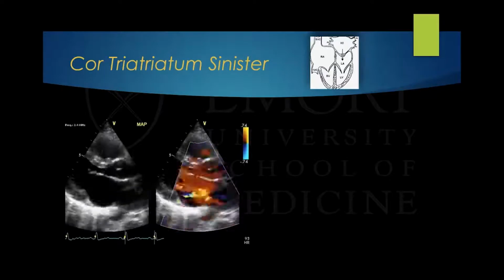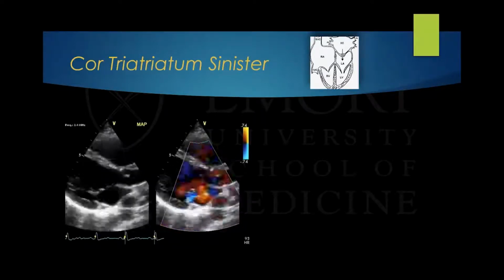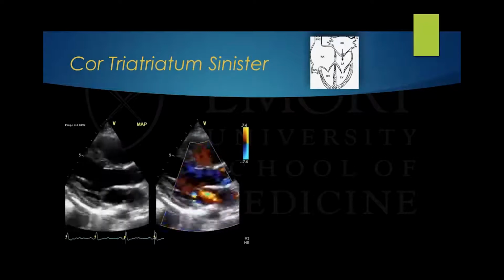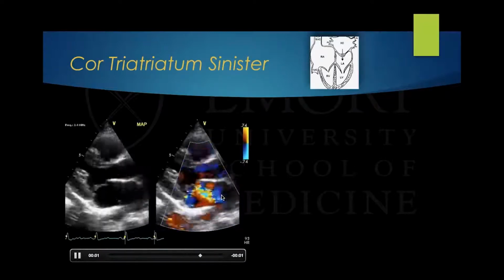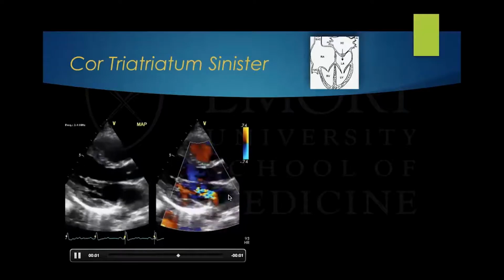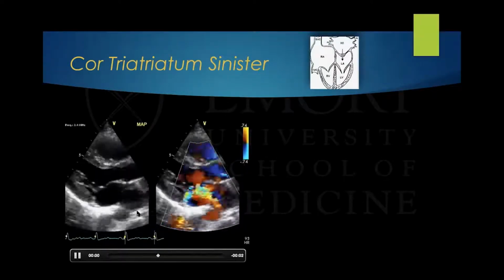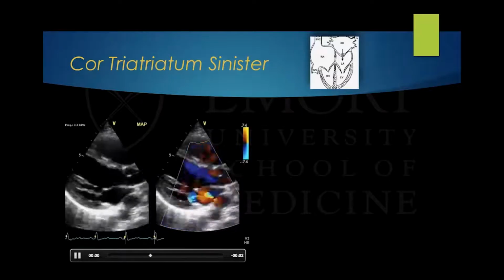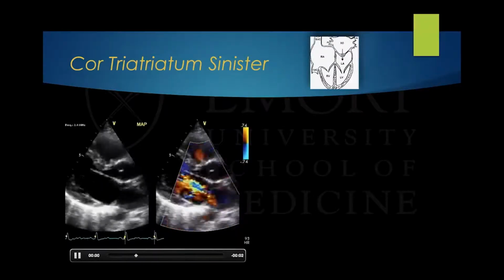Moving to another case, the Cor Triatriatum Sinister. These are very rare cases. And it's the failure of the pulmonary veins to incorporate into the left atrium, leaving this membrane along the atrium, dividing it in the upper and the lower, or superior and distal, chambers.